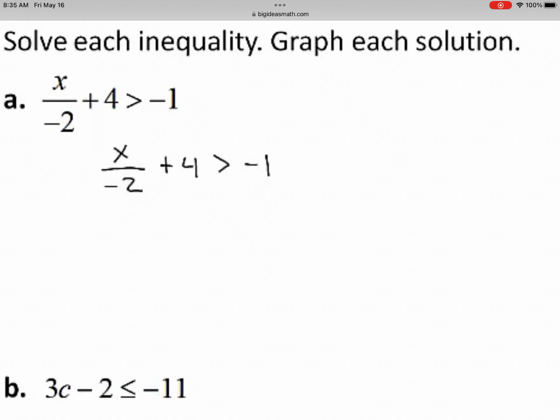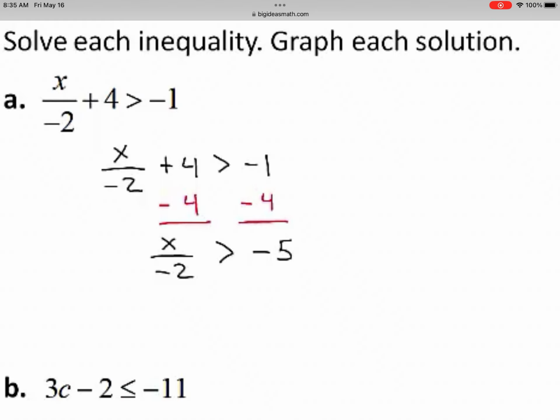Next, use the subtraction property of inequality. Subtract 4 from each side of the inequality. Because 4 minus 4 is 0 and negative 1 minus 4 is negative 5, x divided by negative 2 is greater than negative 5. Next, use the multiplication property of inequality.